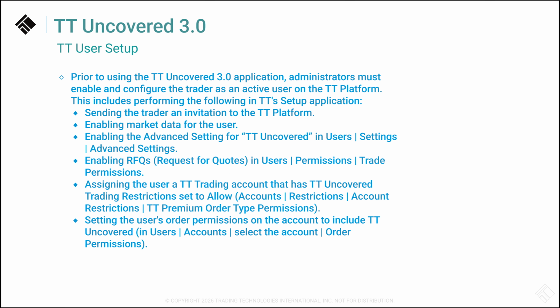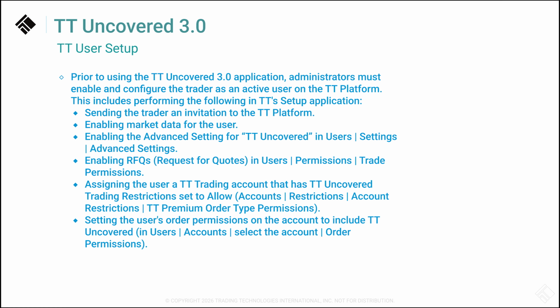I will quickly review how to enable use of TT Uncovered 3.0 in TT User Setup. Prior to using the TT Uncovered 3.0 application, administrators must enable and configure the trader as an active user on the TT platform. This includes performing the following in TT's Setup application: sending the trader an invitation to the TT platform, then enabling the market data for the user. Then, specifically, you have to enable the advanced setting for TT Uncovered in Users, Settings, and Advanced Settings.